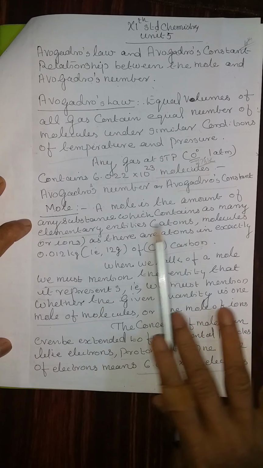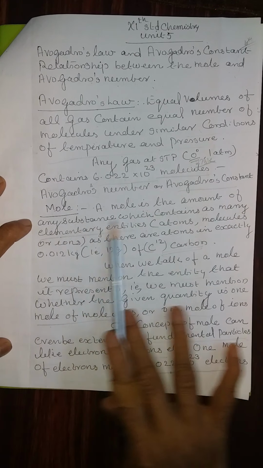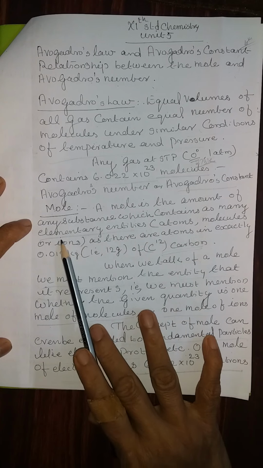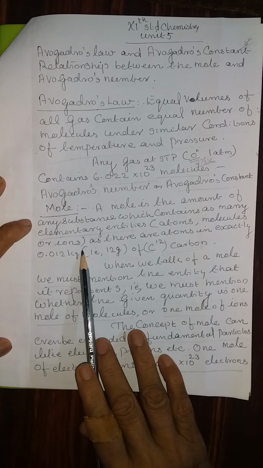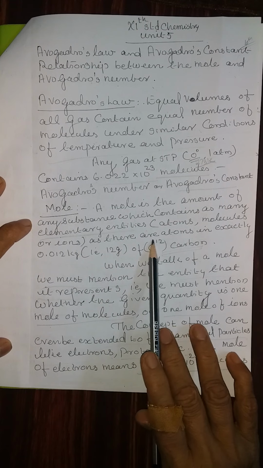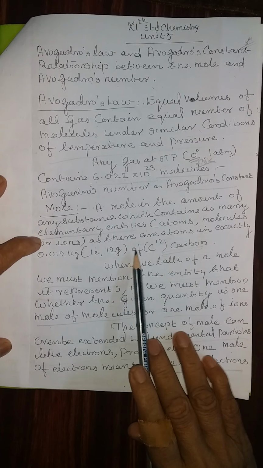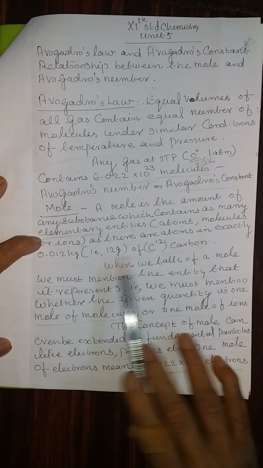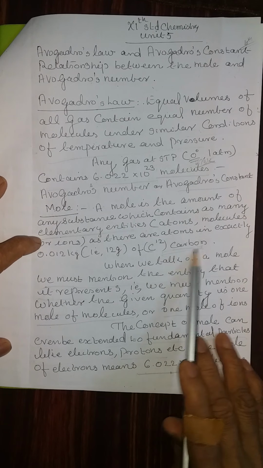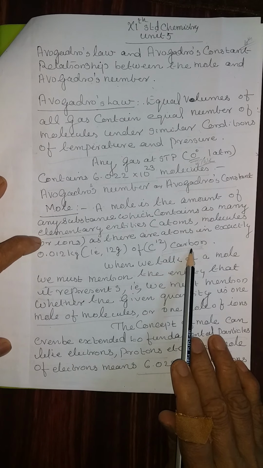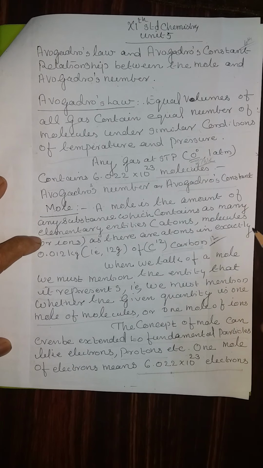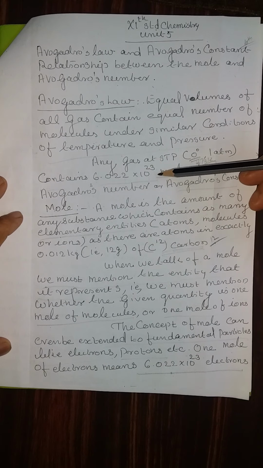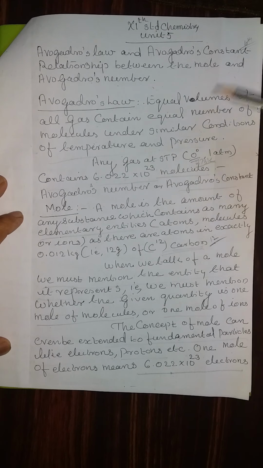Mole. A mole is the amount of any substance which contains as many elementary entities, atoms, molecules, or ions, as there are atoms in exactly 12 grams of carbon. For example, considering carbon as a standard element, 12 grams of carbon contains 6.022 × 10^23 atoms.